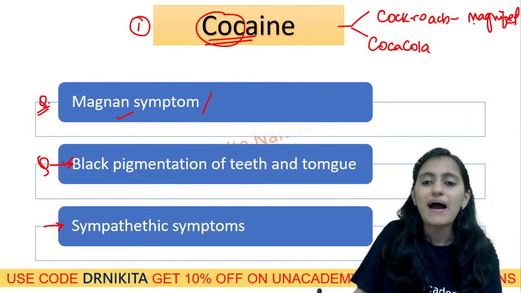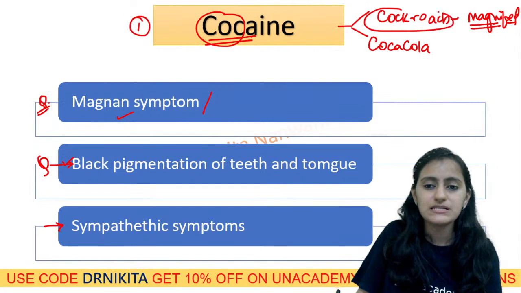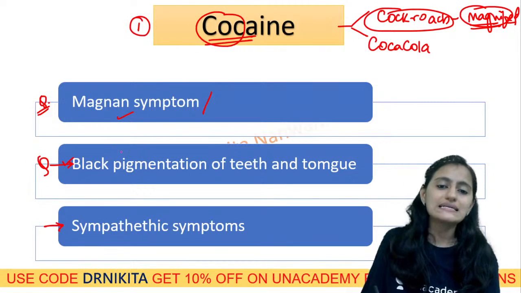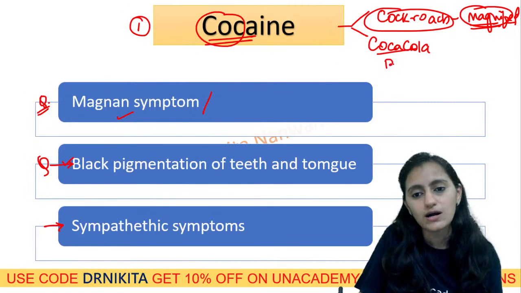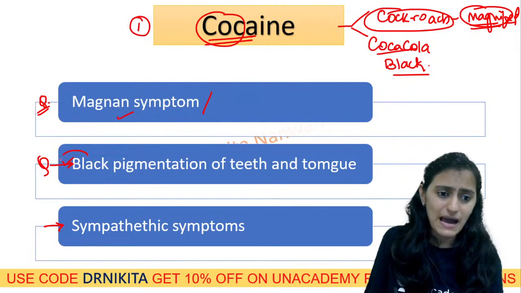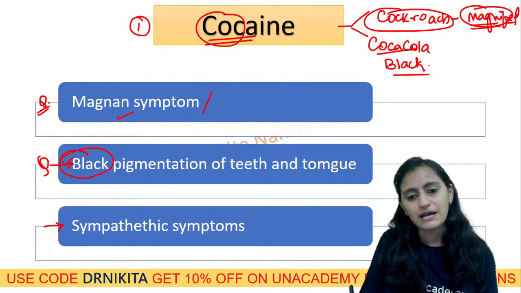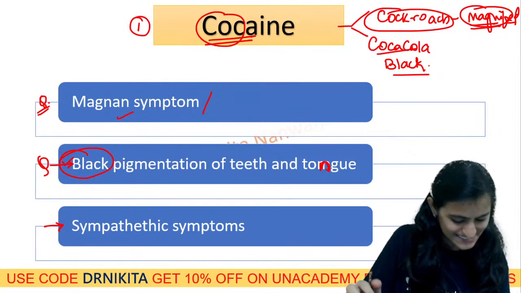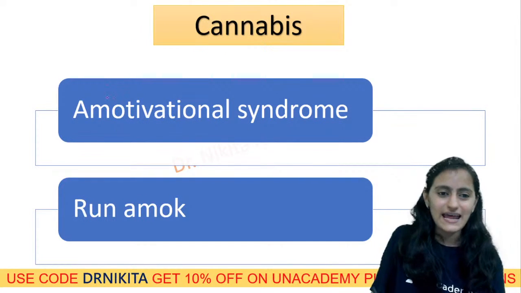So that is your magnon symptom. So that is how you integrate. Cockroach is magnified on the skin. That means magnon symptom. And Coca-Cola is black in color, so it causes black pigmentation of teeth and tongue. Black pigmentation of teeth and tongue is seen with cocaine. Coca-Cola is black, right?